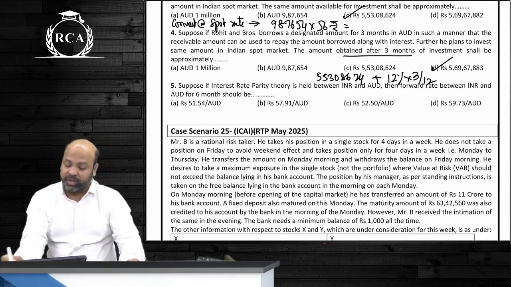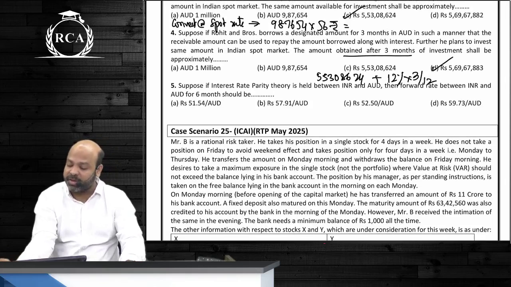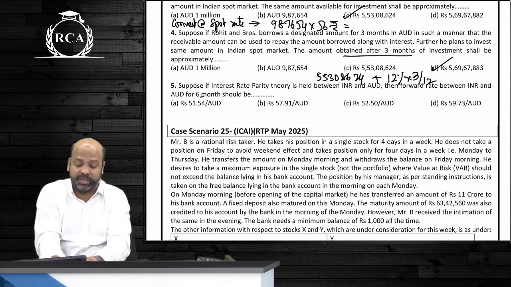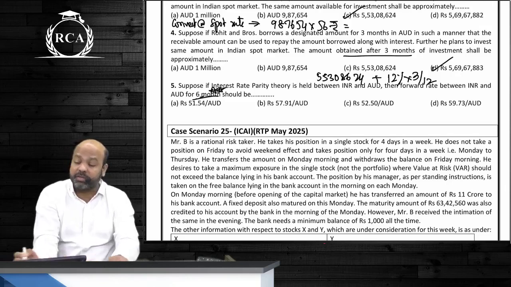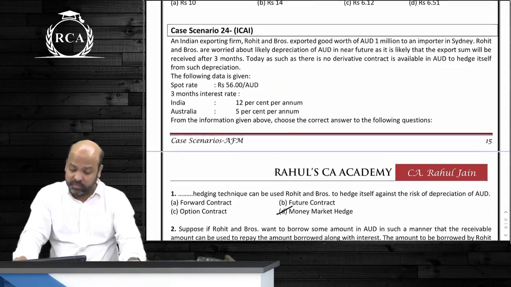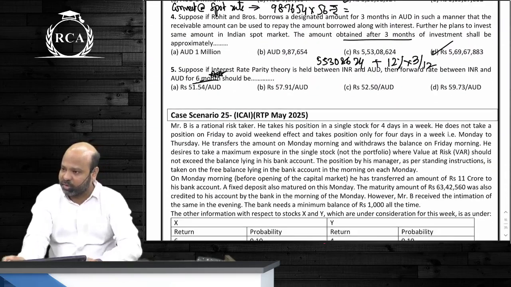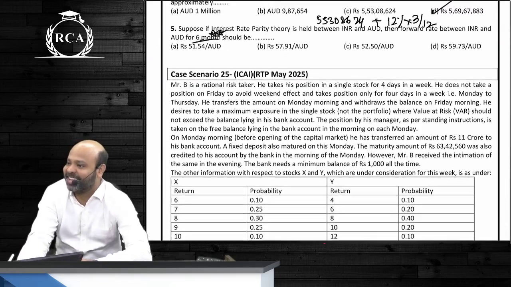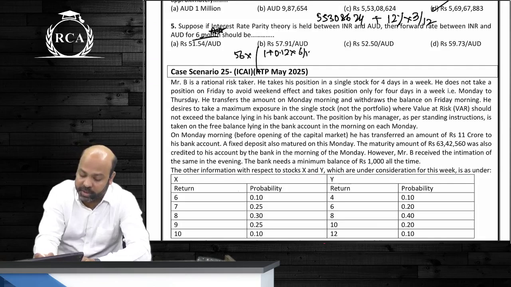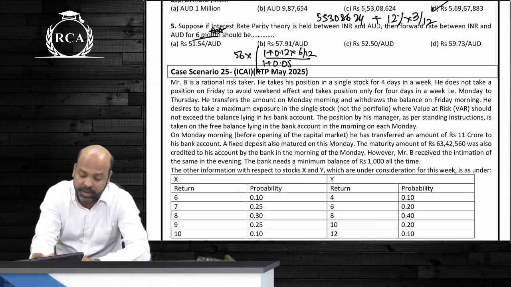Next, guys, suppose if interest rate parity theory holds good between INR and AUD, then the forward rate for 6 months should be how much? Please underline the word 6 months. They did not ask for 3 months. They're asking for... Ankit, how will you solve this? Question padna bhi. 56 multiplied by 1 plus 0.12 into 6 by 12 divided by 1 plus 0.05 into 6 by 12.